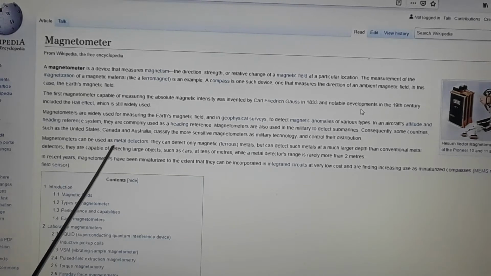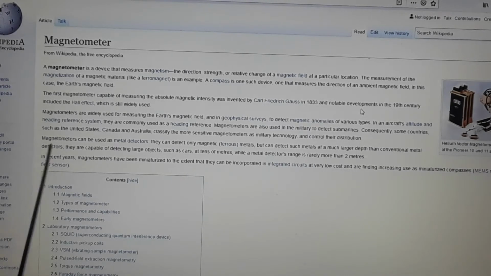Magnetometers can be used as metal detectors. They can detect only magnetic ferrous materials, but can detect such materials at a much larger depth than conventional metal detectors. They are capable of detecting large objects such as cars at tens of meters, while a metal detector's range is barely more than 2 meters.